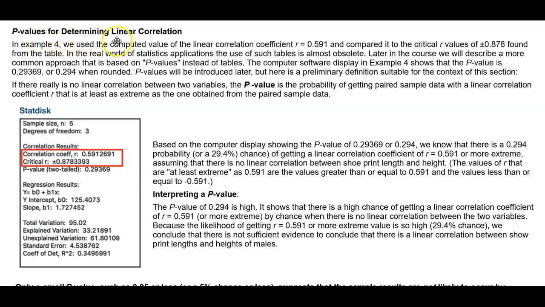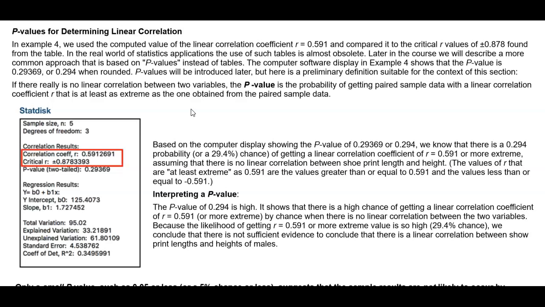P-values for determining linear correlation. In example 4, we used the computed value of the linear correlation coefficient where R was equal to 0.591 and compared it to the critical R values of plus or minus 0.878 found from the table.